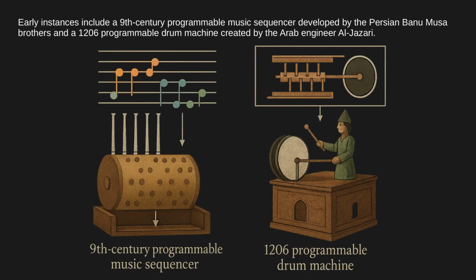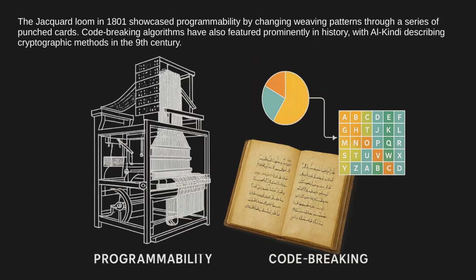Early instances include a 9th-century programmable music sequencer developed by the Persian Banu Musa brothers and a 1206 programmable drum machine created by the Arab engineer Al-Jazari. The Jacquard loom in 1801 showcased programmability by changing weaving patterns through a series of punched cards. Code-breaking algorithms have also featured prominently in history, with Al-Kindi describing cryptographic methods in the 9th century.